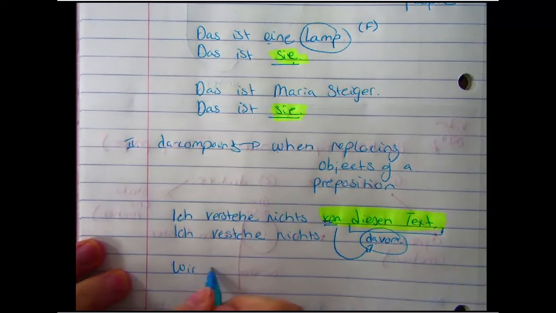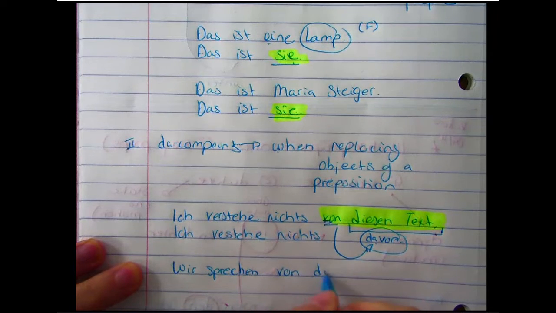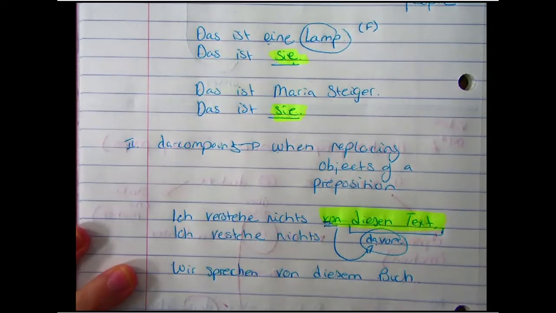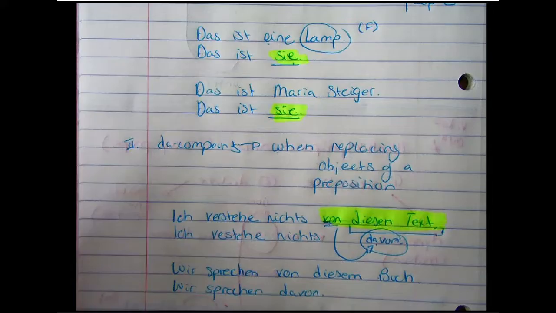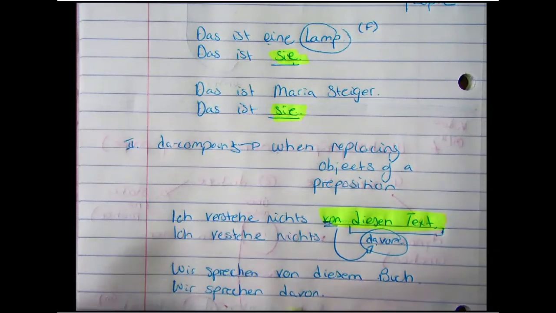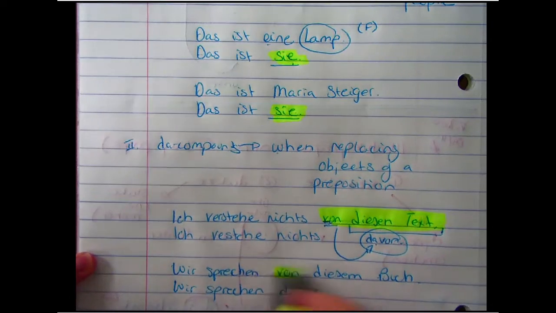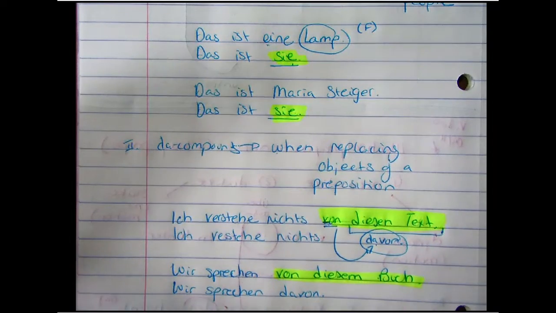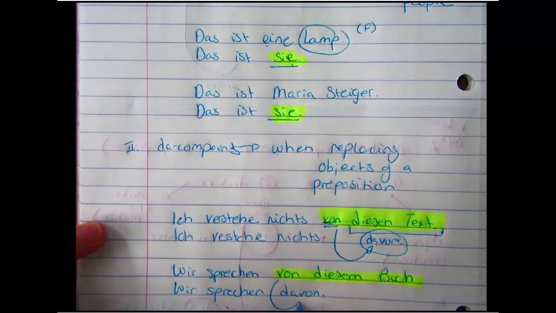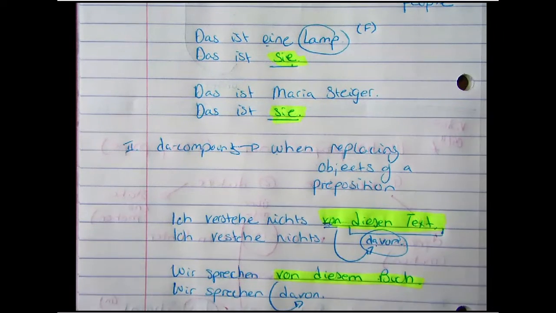Okay, another example could be wir sprechen von diesem Buch. So using the same preposition. Wir sprechen von diesem Buch. Wir sprechen davon. Okay. So you don't have to remember any endings. You don't have to do any of the case endings like you have to with the actual der word in this case. But you're replacing it with this little da compound.